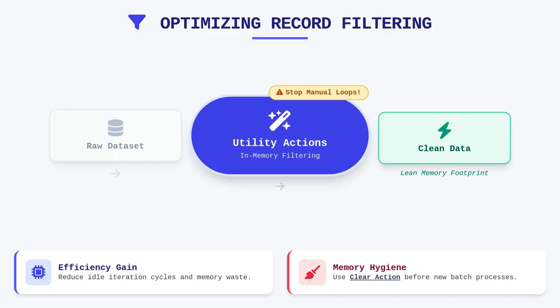Always verify the status of your collection memory by using the clear action at the appropriate cycle points, such as before starting a new batch process. Unmanaged memory growth in long-running processes is a frequent source of performance degradation, even within otherwise well-structured automations.